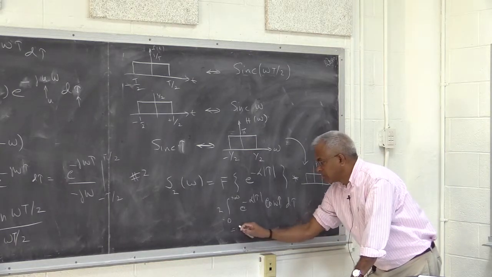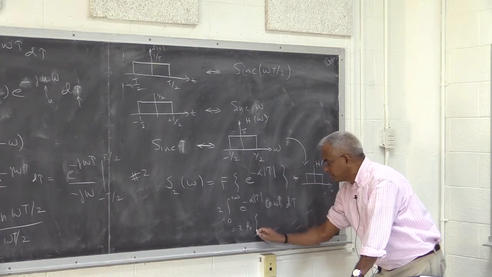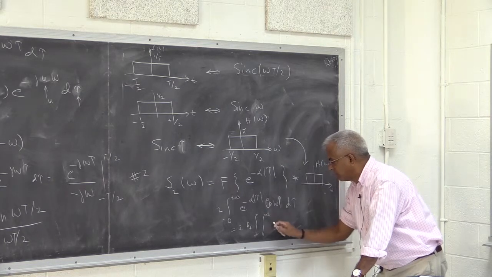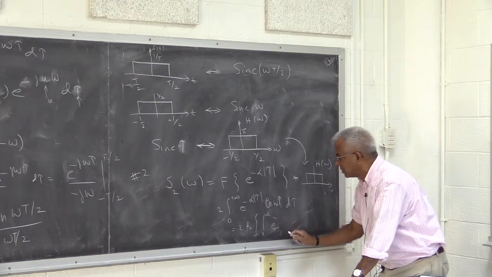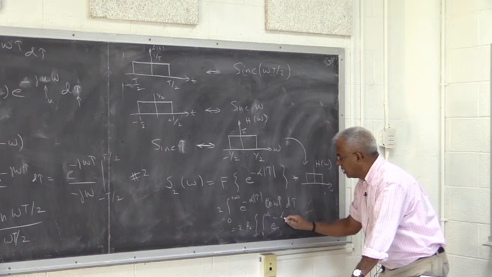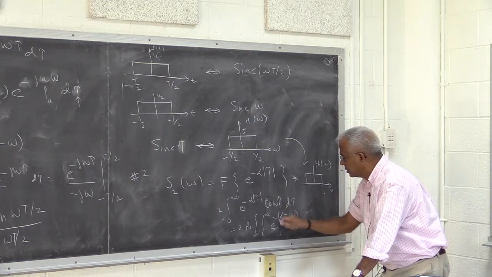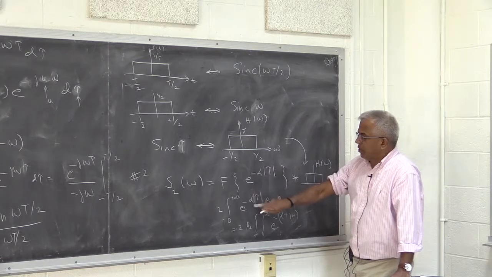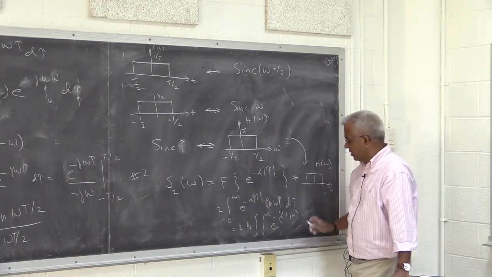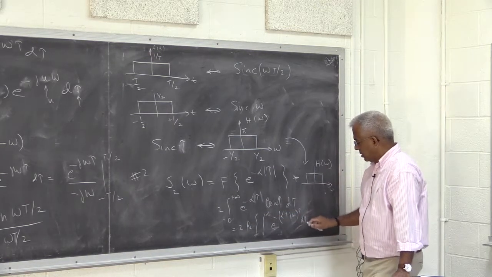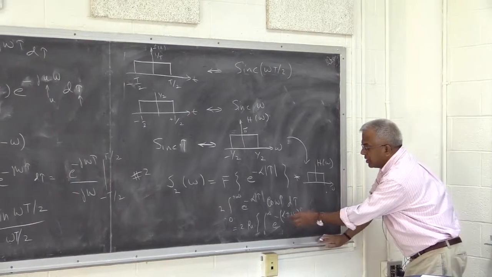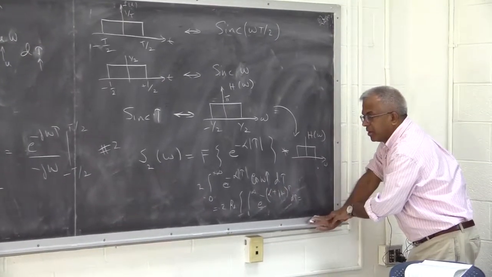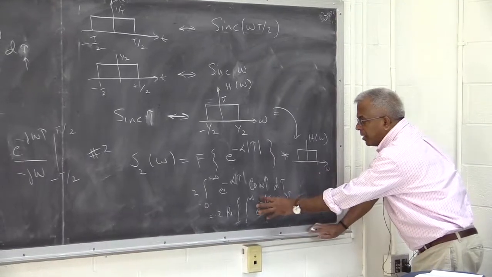So this becomes 2 times the real part of the integral from 0 to infinity of e raised to minus alpha plus j omega, multiplied by tau d tau. You do not need the absolute value anymore because it's only from 0 to infinity. So if you do this integration, it is 1 over alpha plus j omega multiplied by this function.